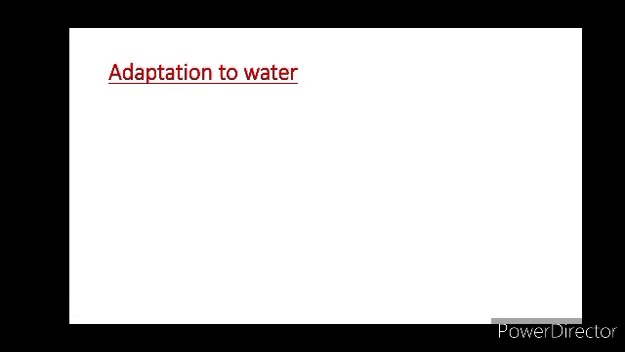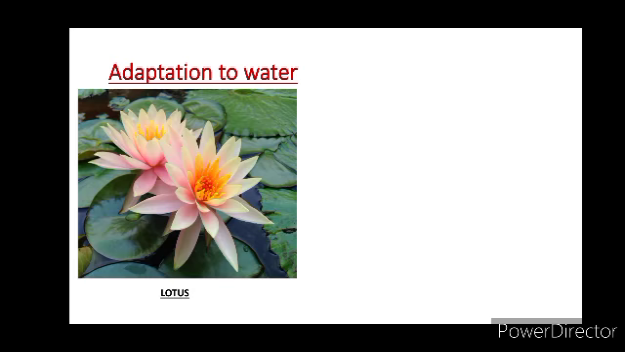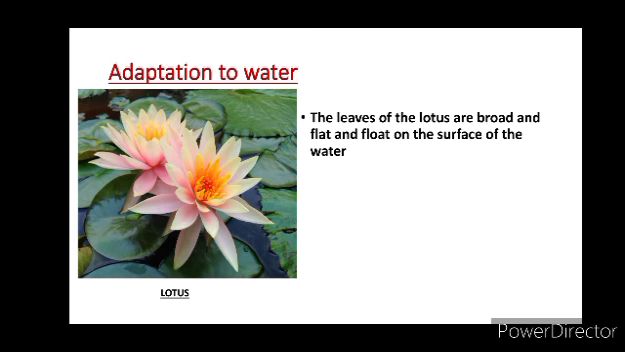Students, next we are going to know about adaptation of plants to water. So here, lotus. Lotus is one of the most common aquatic plants. Aquatic plants are nothing but the plants found in aquatic habitats such as ponds, lakes, rivers and seas. Here the leaves of the lotus are broad.